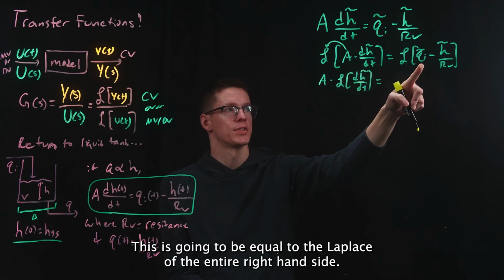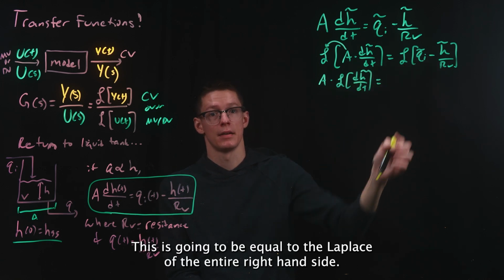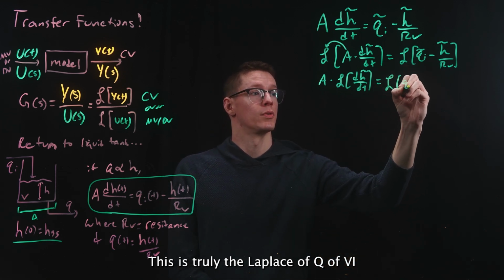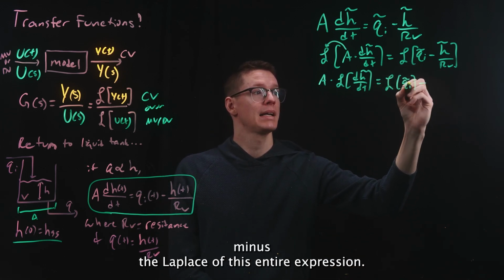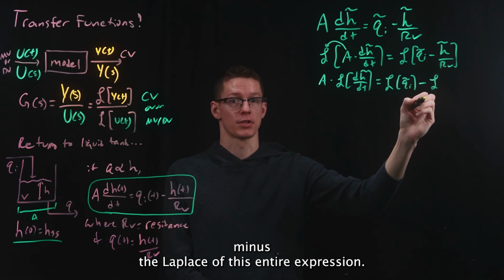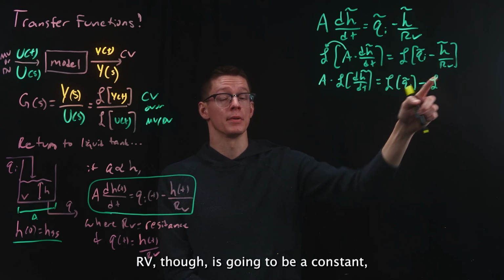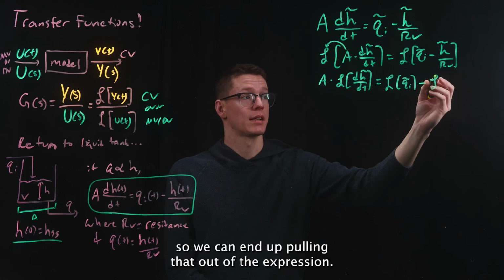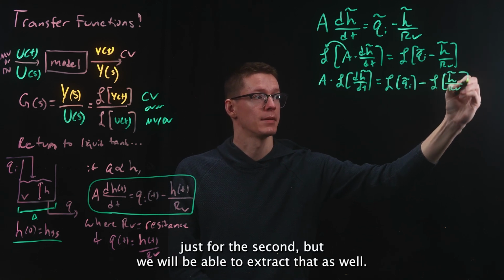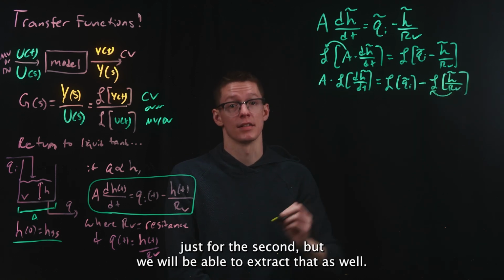This is going to be equal to the Laplace of the entire right-hand side. This is truly the Laplace of Q of I minus the Laplace of this entire expression. R of V, though, is going to be a constant, so we can end up pulling that out of the expression. I'm going to leave it just for this second, but we will be able to extract that as well.